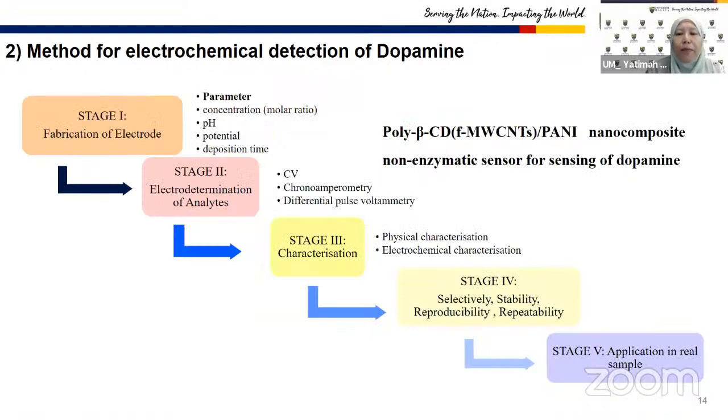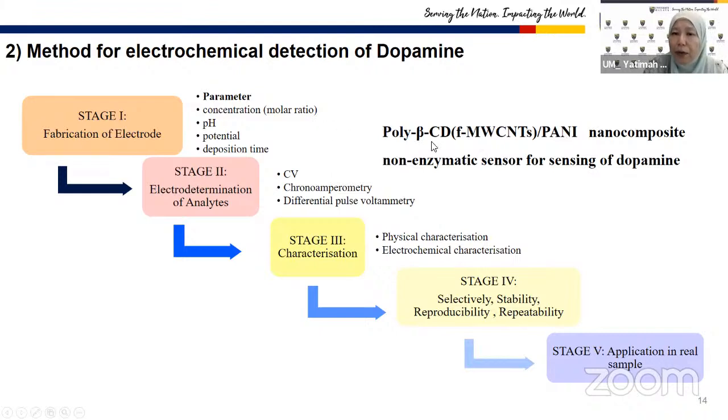The second one is when we use a polymer as the modified electrode. In this case, we are targeting sensors for dopamine, the drug. I'll share with you step by step how the process goes. This is the real process. Definitely, in stage one, choosing the right electroactive materials and fabrication is important. That's why you can have different parameters that you can play with or try. It depends on the composition of your materials, based on different molar ratios.